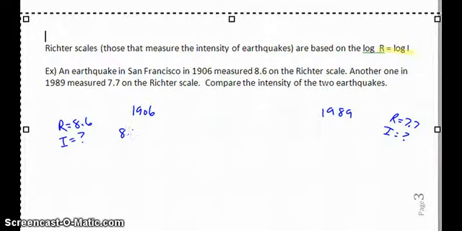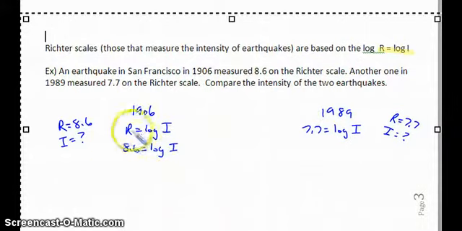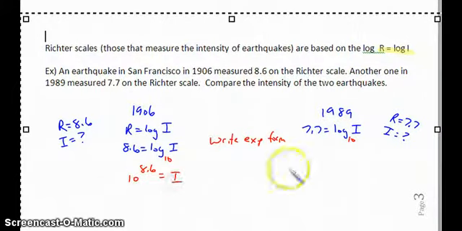Let me write that down over here first. R equals the log of I. We would put in 8.6, and we would try to solve it for I. Over here, we would put in 7.7 equals the log of I. Now to solve this problem, it's the log equal to a real number on this side, so we have to write it in exponential form. Now remember that the log has an imaginary base of 10. So this would be 10 raised to the 8.6 is the intensity. This one would be in exponential form. 10 raised to the 7.7 is the intensity.